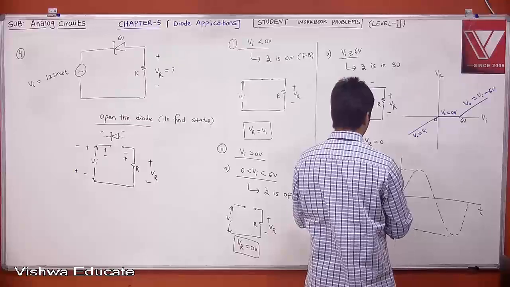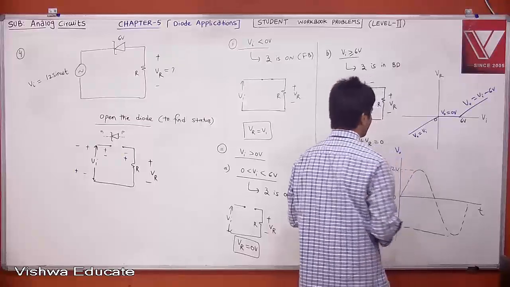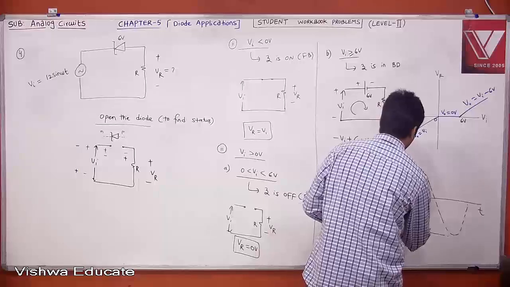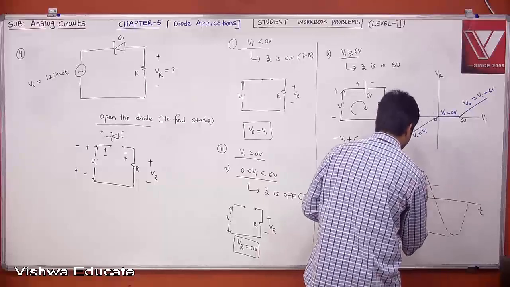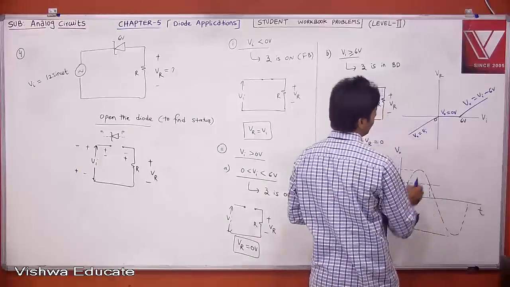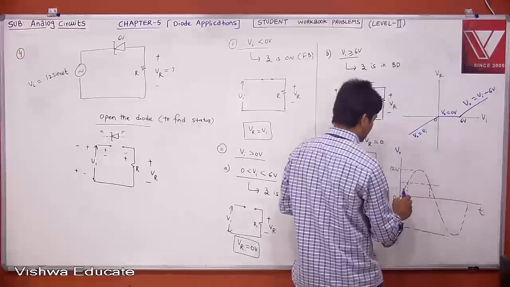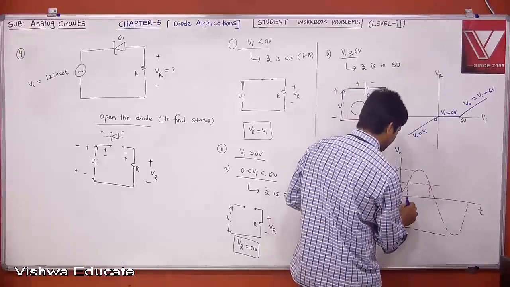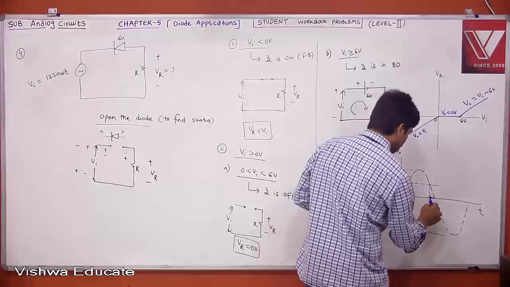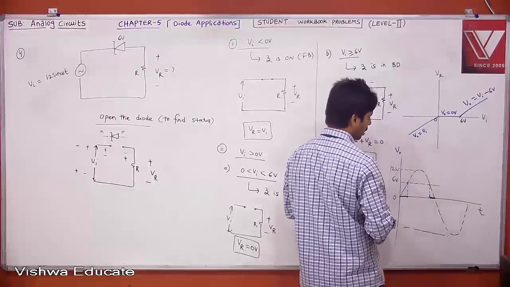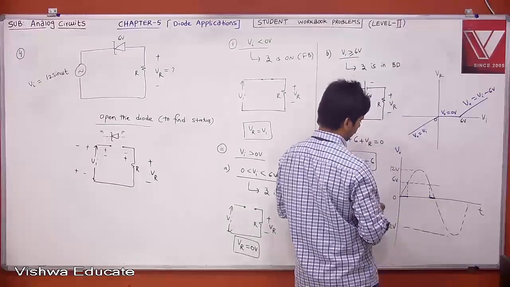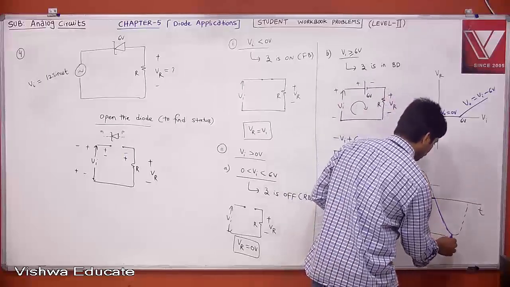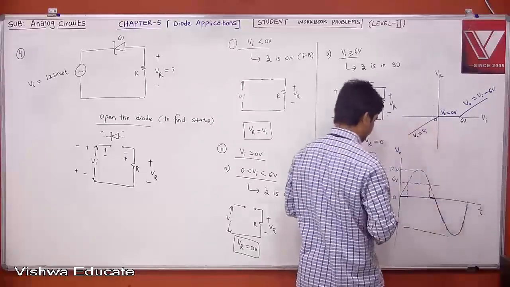Now tell me, you want to plot the output voltage. Actually, this is your 0 to 6, right? Till this point, if your input is in between 0 to 6, your output is 0 basically. This is 0, this is 0. Then, what if the input is negative? Same as your output. Therefore, this is what it is.